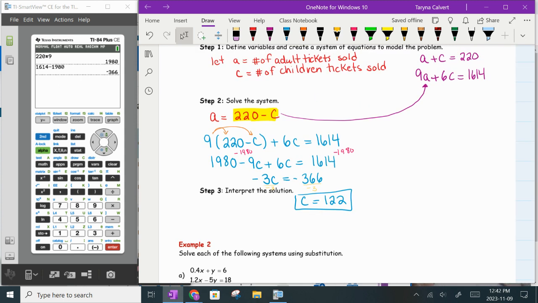And then just like we did last class, you solve for the other variable. This is definitely one nice thing about substitution: solving for the other variable is quick because you always have at least one equation already rearranged for the other variable. That's the beauty of this method. So then all you have to do is go 220 minus 122.